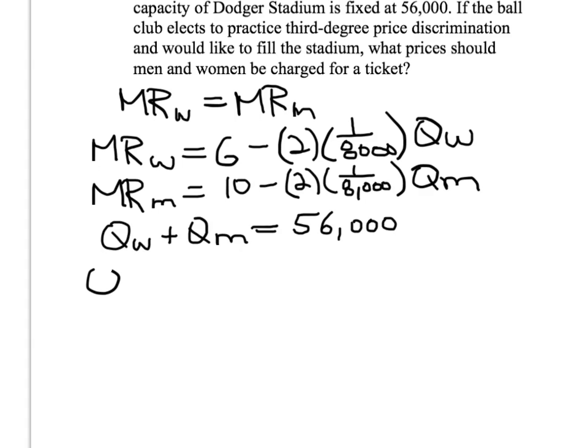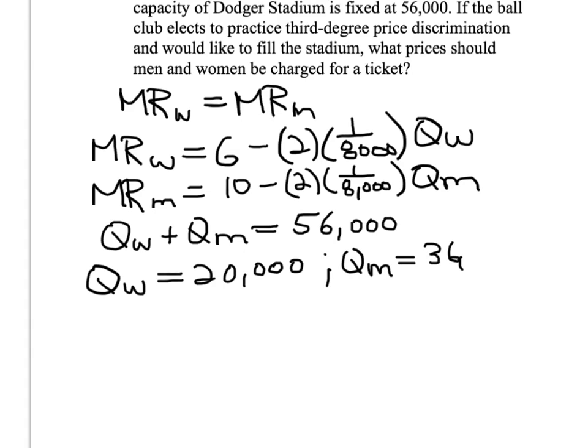If we do the algebra here, we'll find out that the quantity for women is going to be 20,000, and the quantity for men is going to be 36,000. So now all we have to do is to plug these numbers back into the demand equation. Now here's the part that a lot of students get confused. Make sure you remember that to find the price for women, the Q has to be plugged back into the demand for women, not the marginal revenue for women.